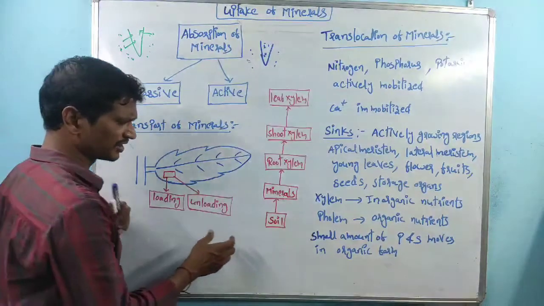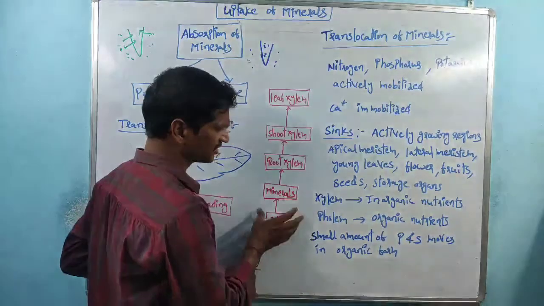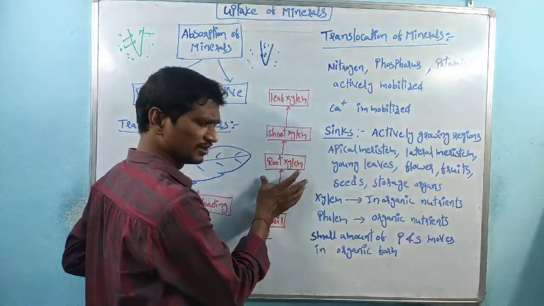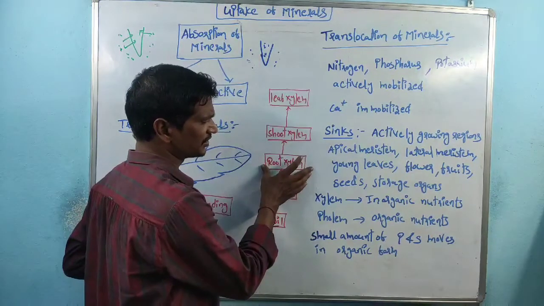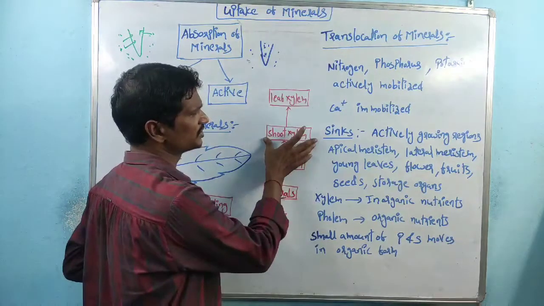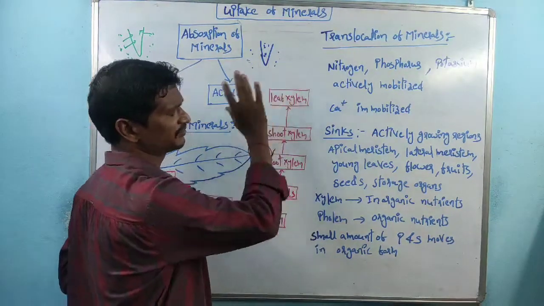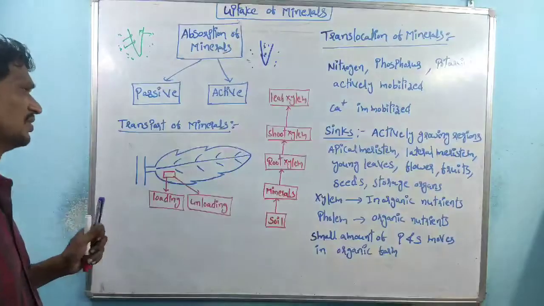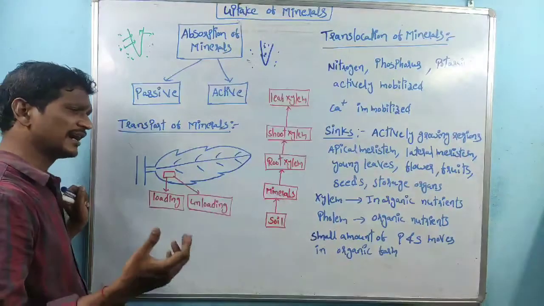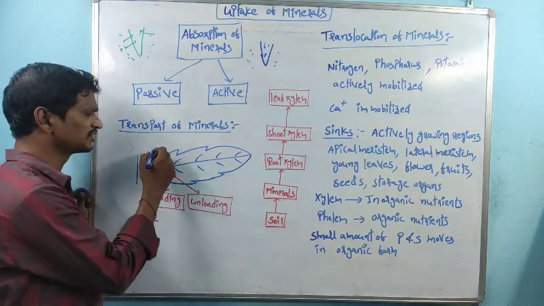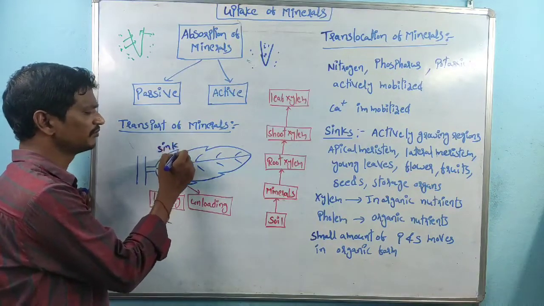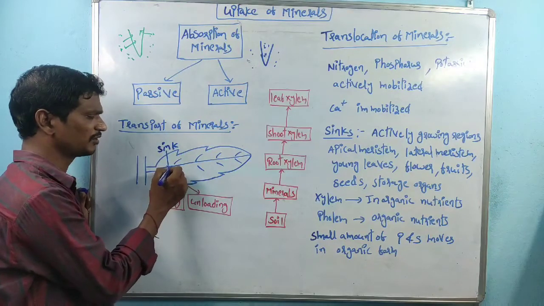Coming to transportation, generally soils contain minerals. The minerals are absorbed by the root hair cells, and from the root hair cells they enter the root xylem, then the shoot xylem and the leaf xylem, and are especially stored within the leaf regions or actively growing regions. This is one of the sinks. Sink means this particular part is involved in the storage of minerals.